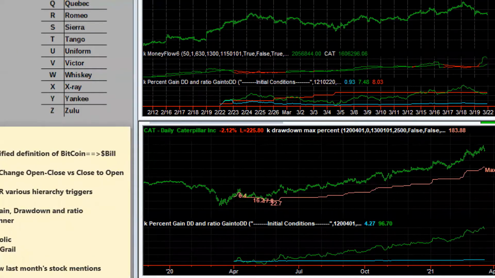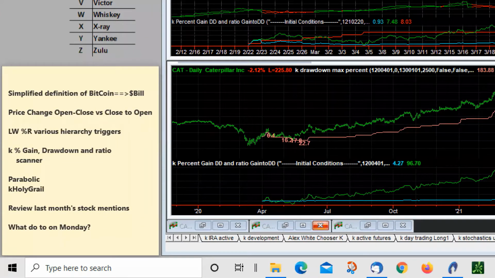So what I've got in the lower left part of this screen is basically my list of things to do as to what I was planning on covering here today. Simplified definition of Bitcoin, really simple. Price change, open to close versus close to open. Larry Williams, %R with various hierarchy triggers. So you can basically follow along as I'm going through this. I hopefully will stay on that particular schedule there in the lower left.